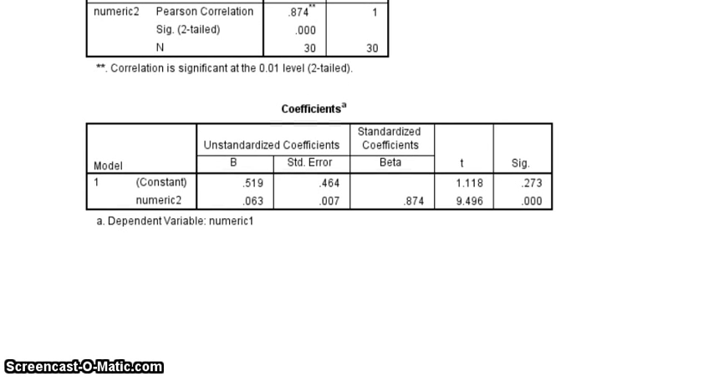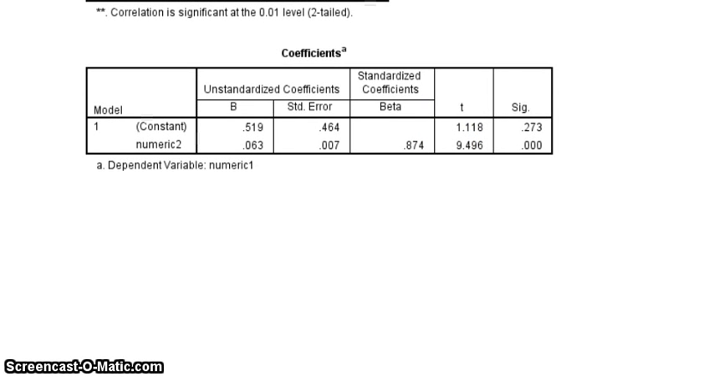The next thing is the regression equation, and so that's in the coefficients table, and what you're looking for here are the unstandardized coefficients. So 0.519 is the constant term and 0.063 is the slope. So your regression equation would be y equals 0.519 plus 0.063x. And that's all you really need to do for correlation and regression.